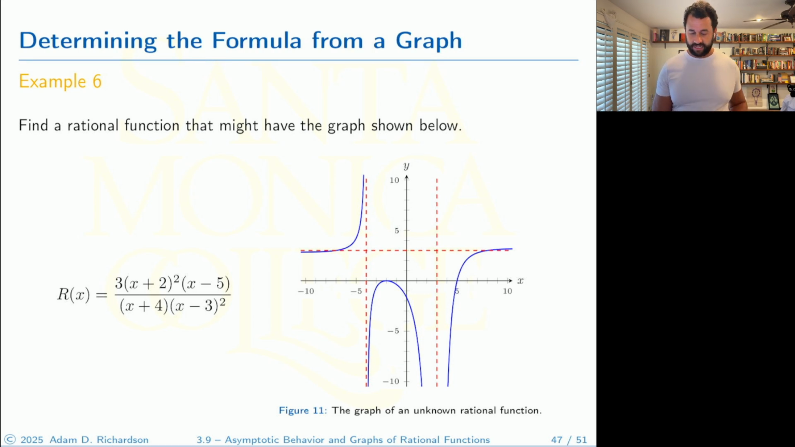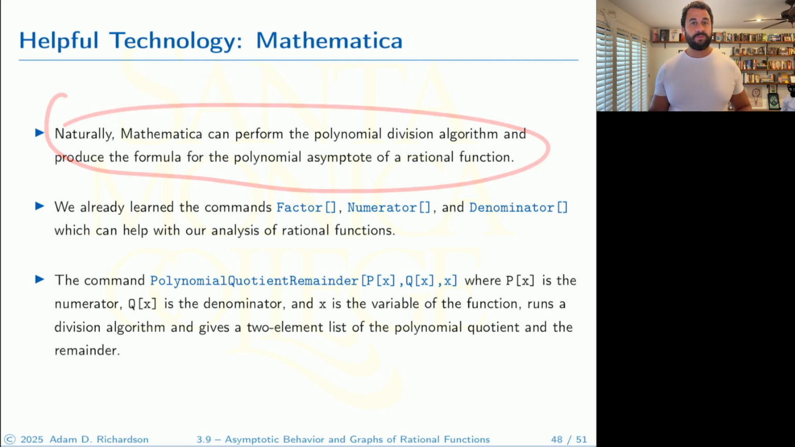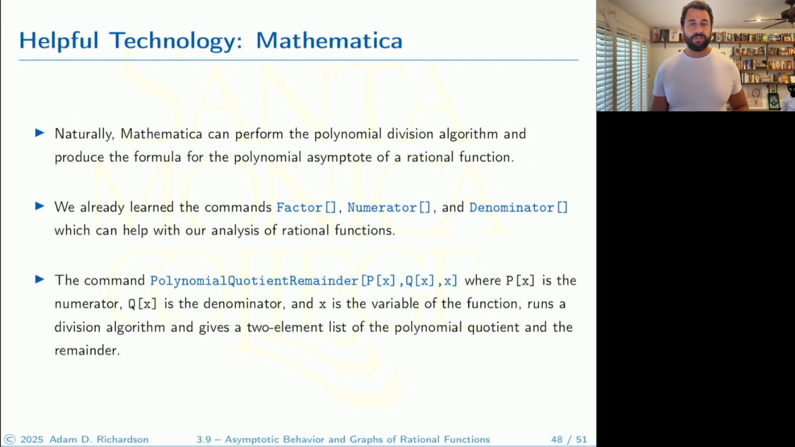Okay, actually, speaking of technology, let's talk about some helpful technology. So, naturally, Mathematica can perform the division algorithm. It can produce the formula for the polynomial asymptote of a rational function. We've already seen a bunch of commands that are going to help, like Factor, Numerator, Denominator. Those can all be used to help with our analysis, just like we saw last time.